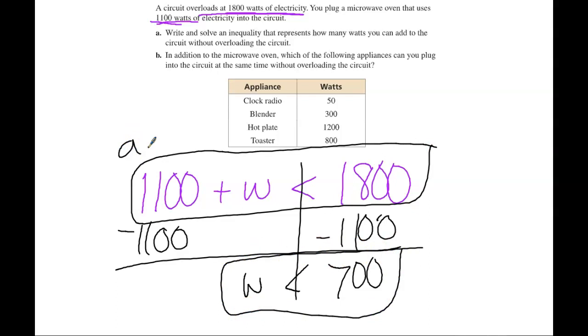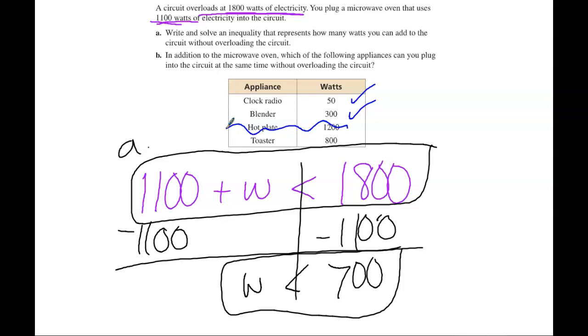Okay, part B then says, in addition to the microwave oven, which following appliances can you plug into the circuit at the same time without overloading the circuit? So I have w has to be less than 700. Can I plug my clock radio in? Yes, because 50 is less than 700. Can I plug in my blender? Yes, because 300 is less than 700. Can I plug in my hot plate? No, because 1,200 would overload the circuit. It's not less than 700.